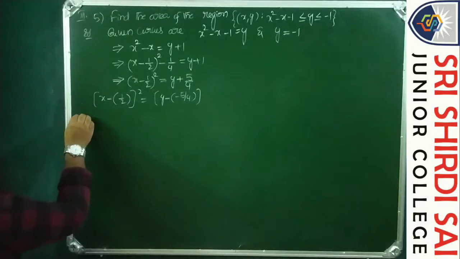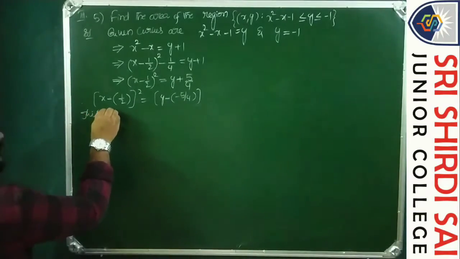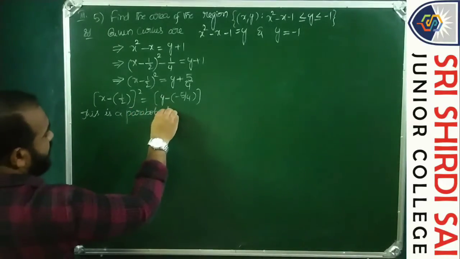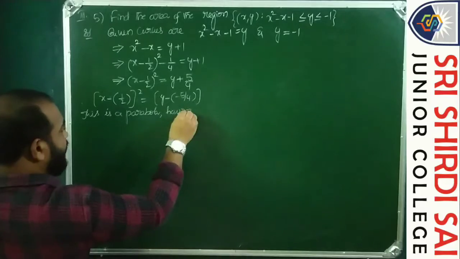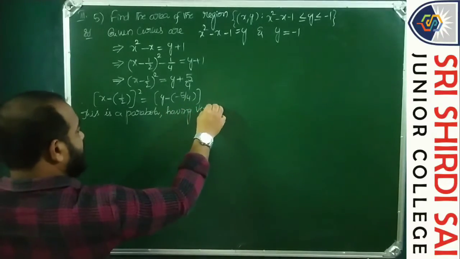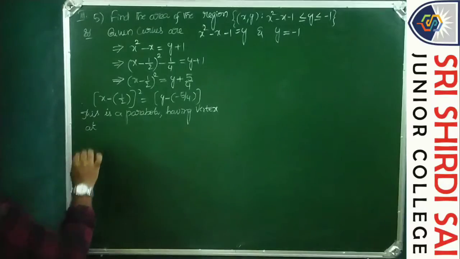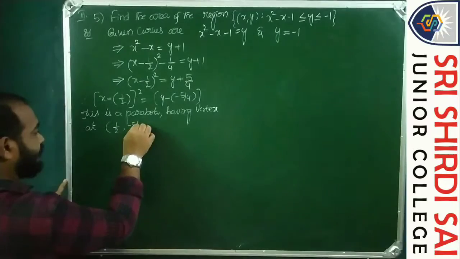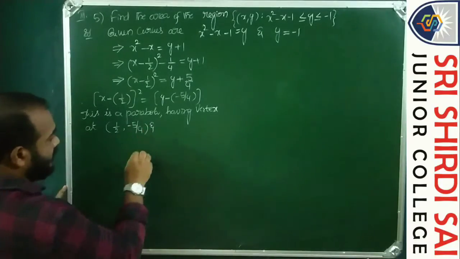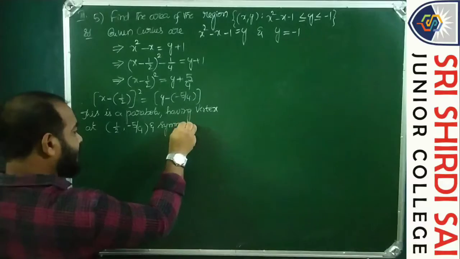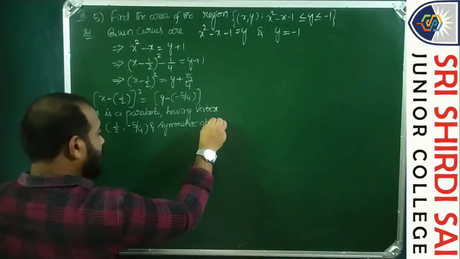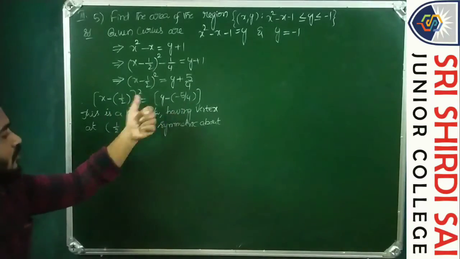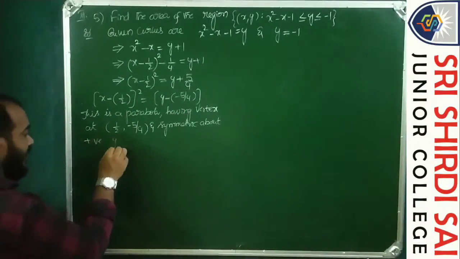Therefore, this is a parabola having vertex at 1 by 2 comma minus 5 by 4 and symmetric about, see, x power even, symmetric about the y axis. Which y axis? Positive y axis.